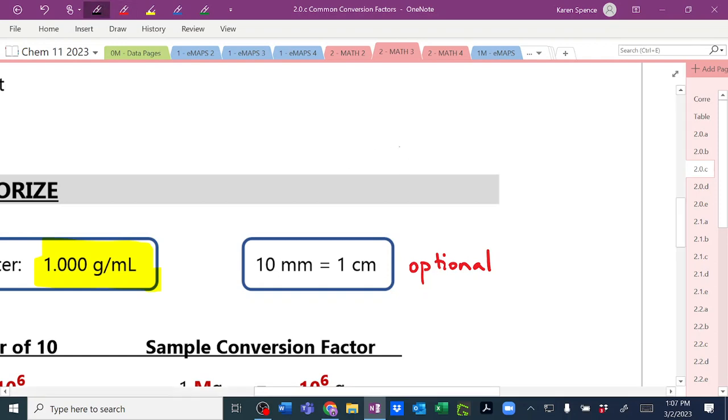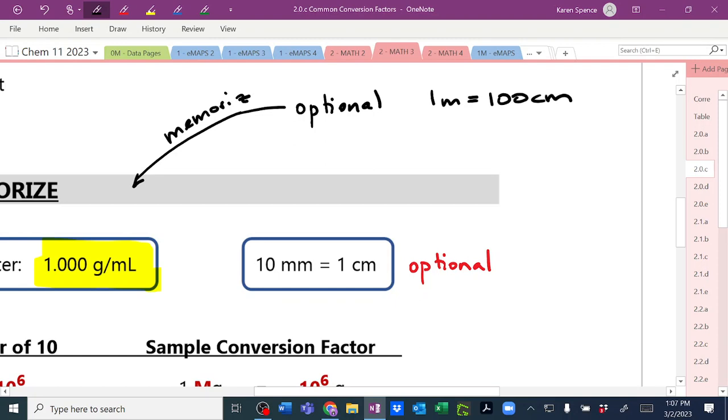If you want to use that as a conversion factor, these are our other optional memorize, not optional must memorize, otherwise it wouldn't be optional. 1 meter is equal to 100 centimeters. Do you know any other metric conversions? 1 kilometer. You guys know how much that is? That is 1,000 meters.